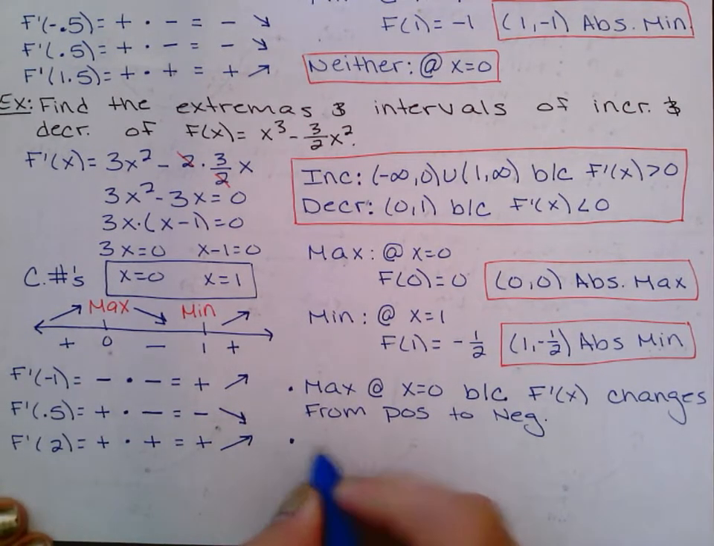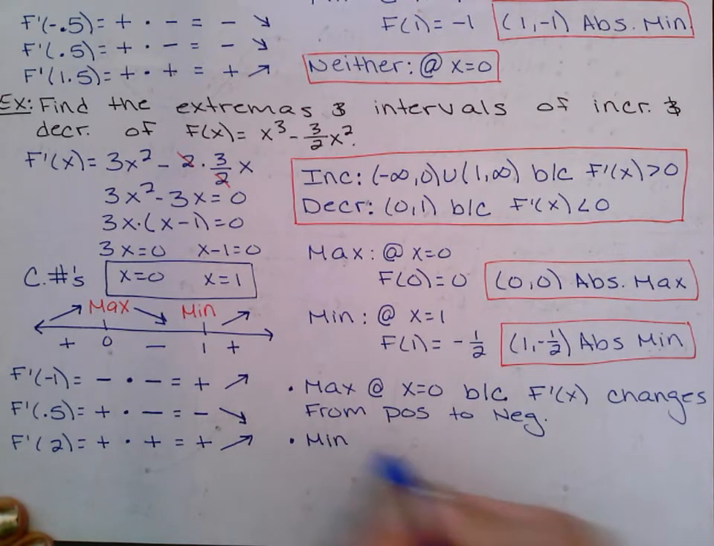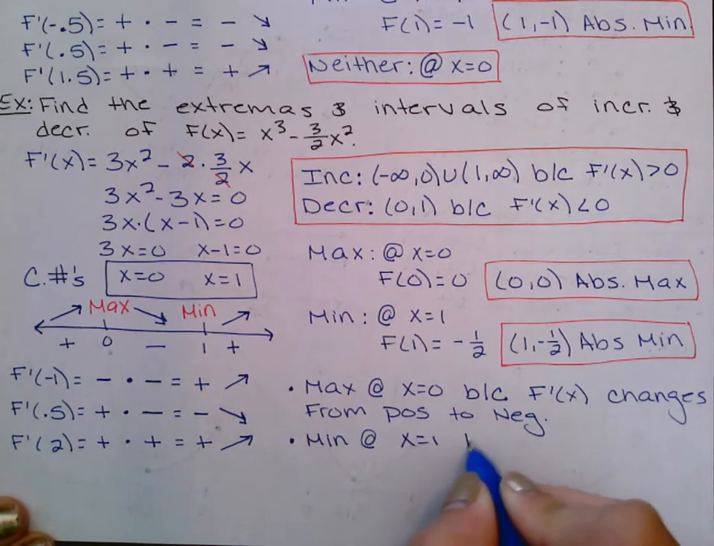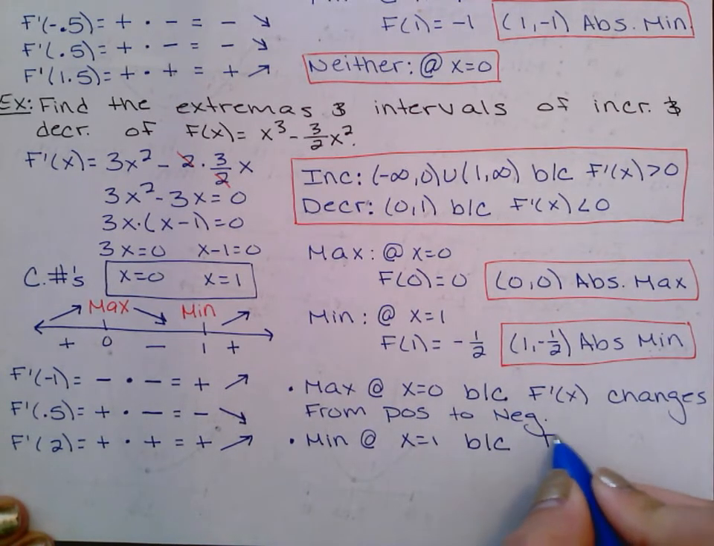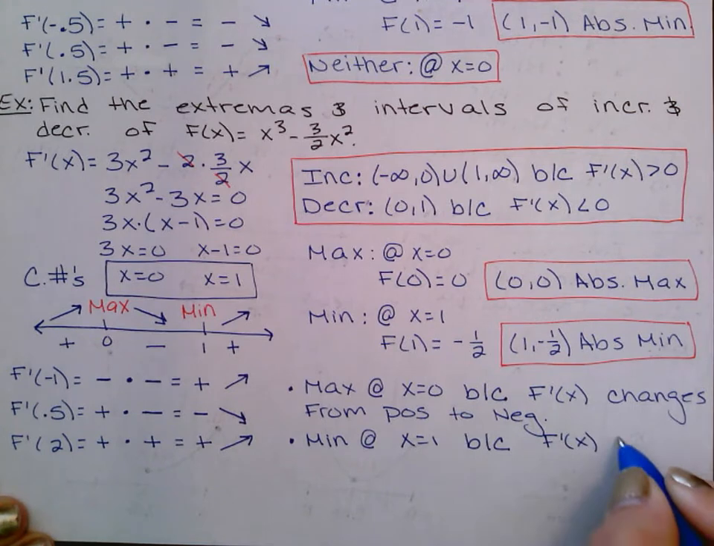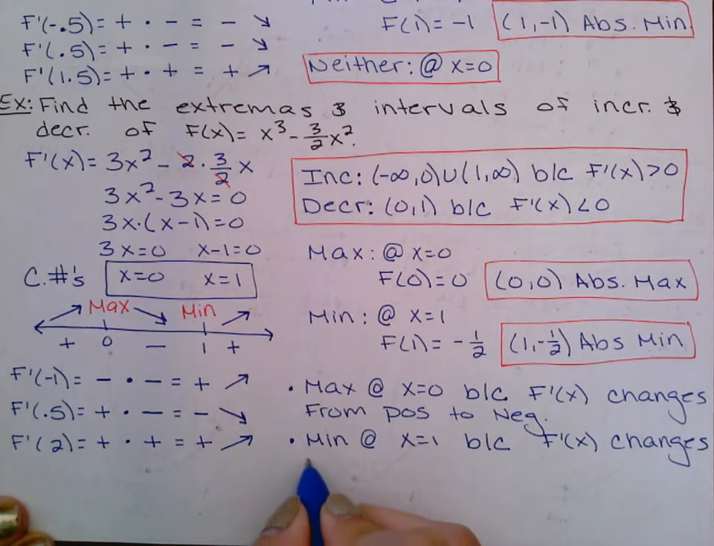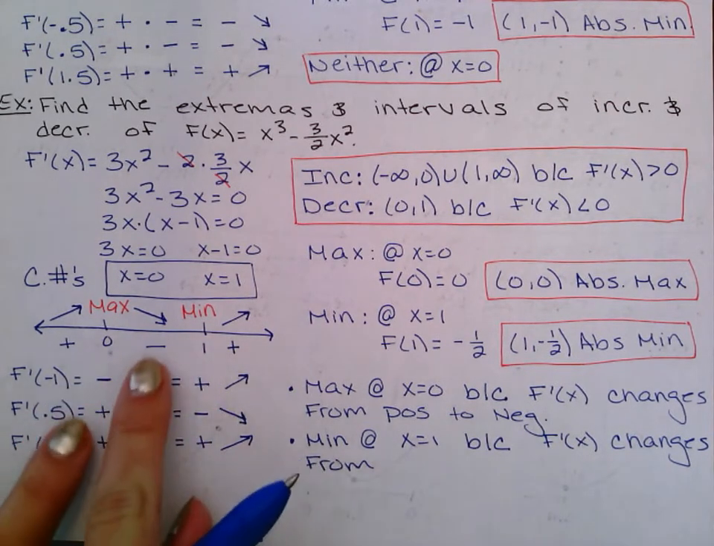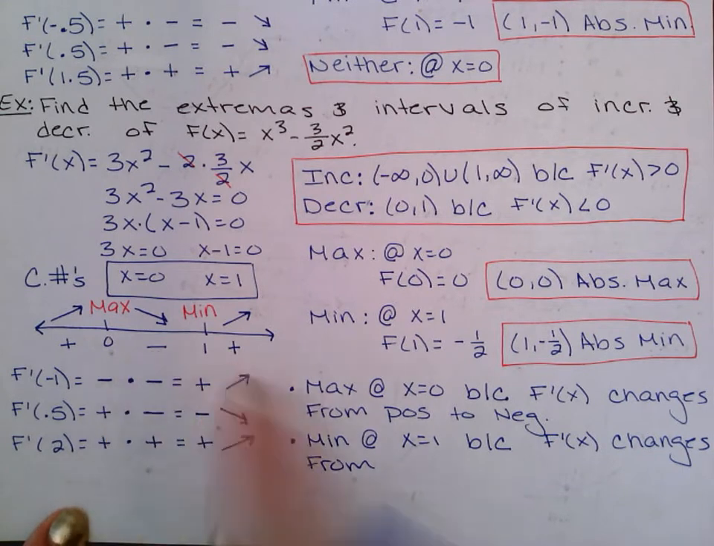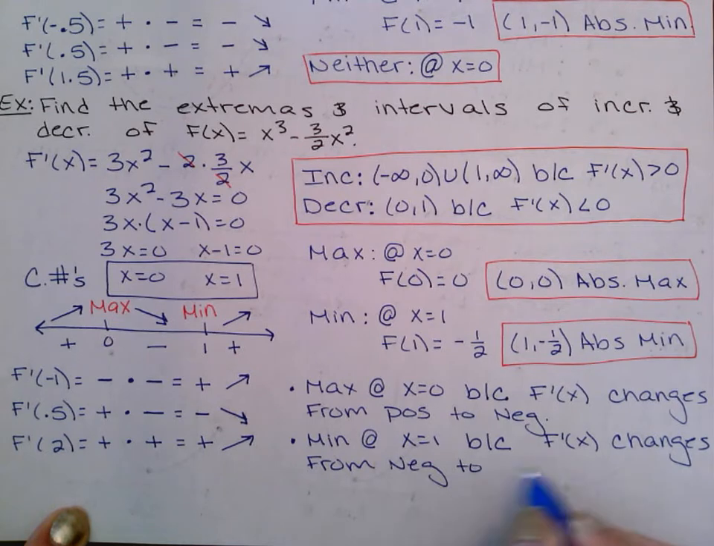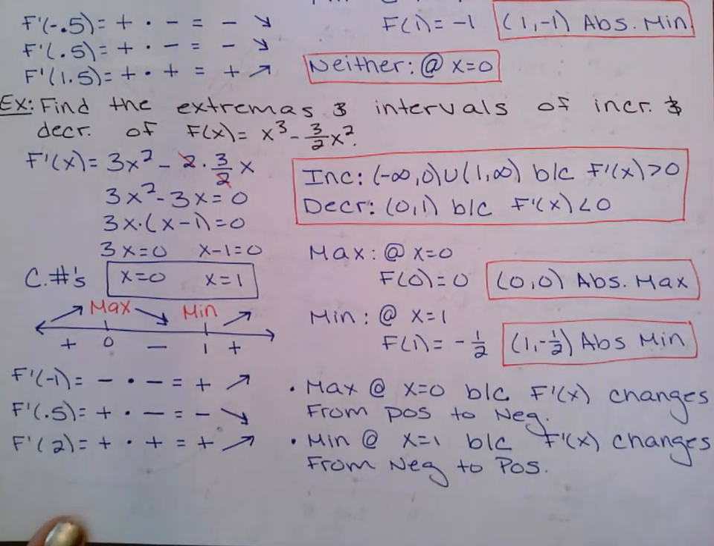And then the explanation for the min would be the exact opposite. There was a min at x equals 1 because f prime changes from negative to positive. And this, guys, again, very, very popular question on the AP test, specifically in the FRQ.